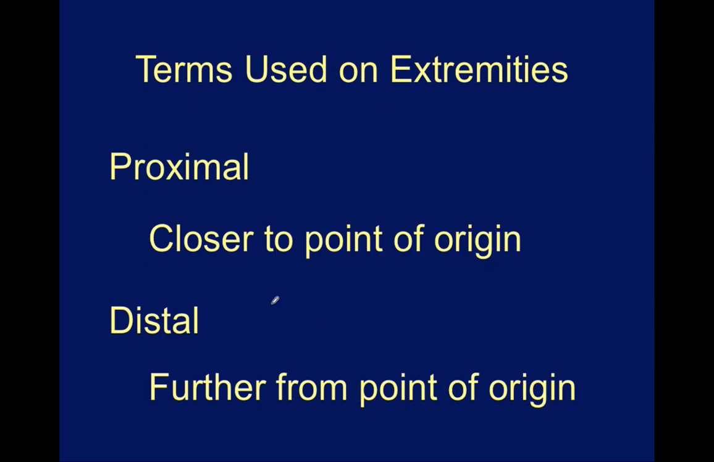Our last set of two directional terms are specialized terms, proximal and distal. These are terms that can strictly be used on our extremities, so the arms and the legs. The terms proximal and distal refer to how close or far we are from the point of origin of that extremity. An example of the origin would be the shoulder. The arm originates at the shoulder, and therefore the further up the arm we go, we become more proximal, and the further down the arm we go, the more distal we have become.